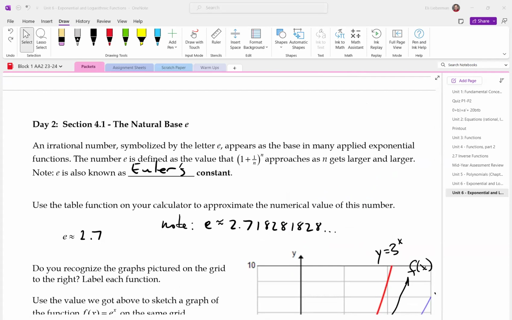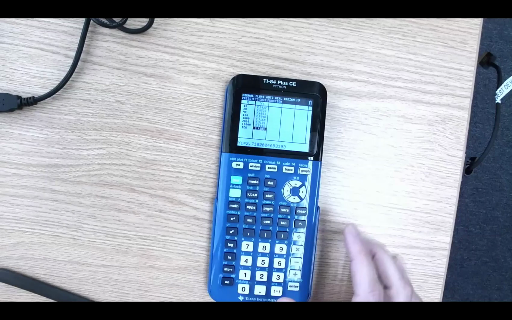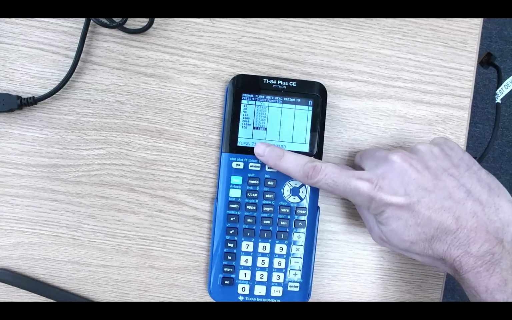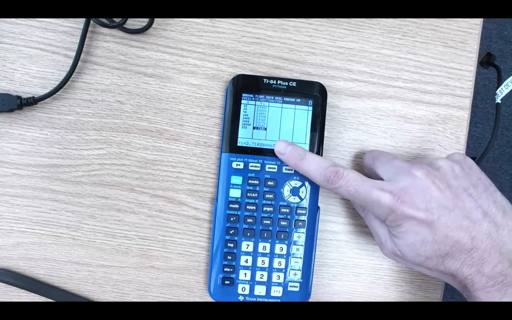So like here, there it is. That's the number that it approaches. Then you can see 2.71828, but it's not exact. I can still get closer.